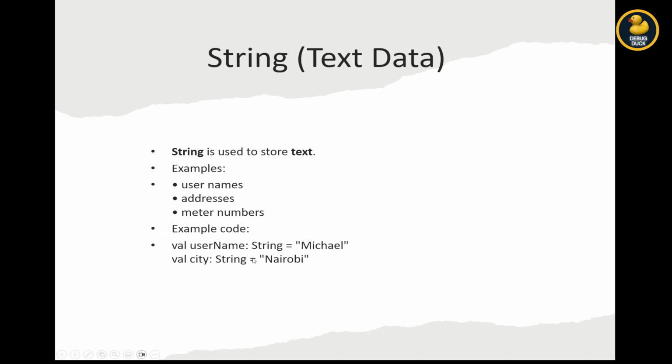String, text data. String is used to store text, for example, usernames, addresses, meter numbers. Example: username: String = "Michael", city: String = "Paris". Strings must be written inside quotation marks, double quotation.